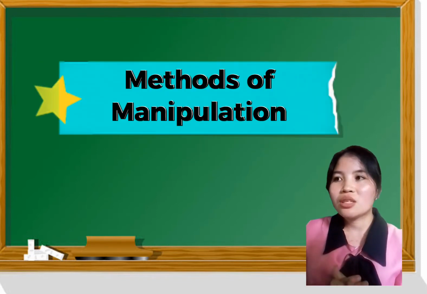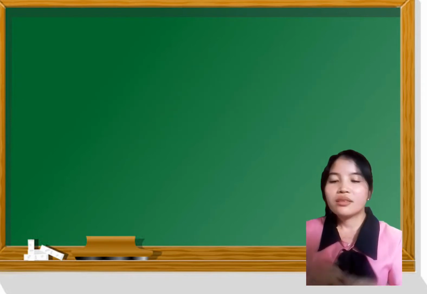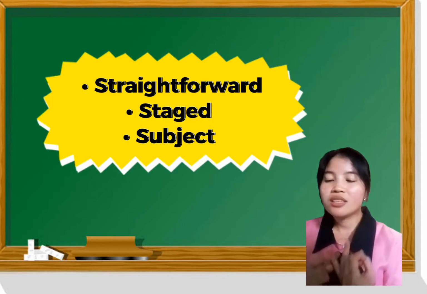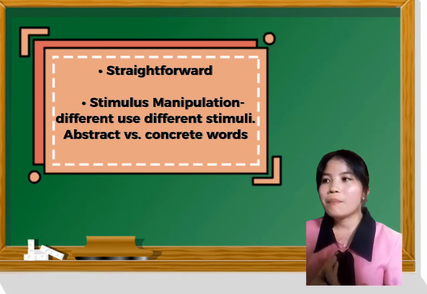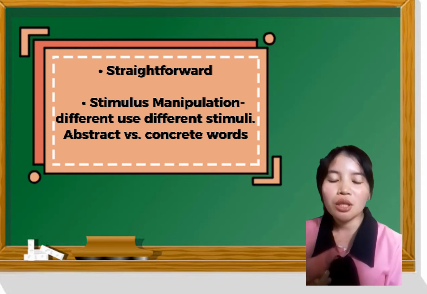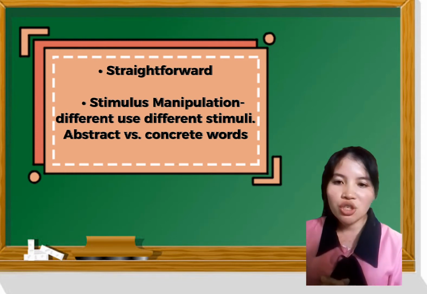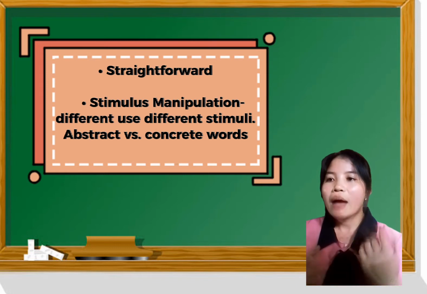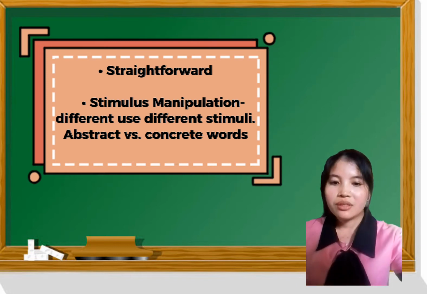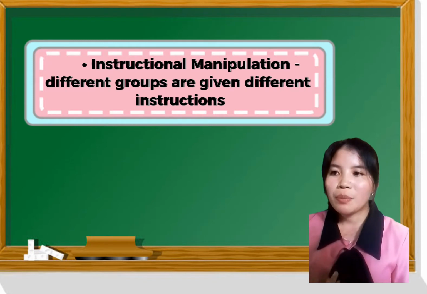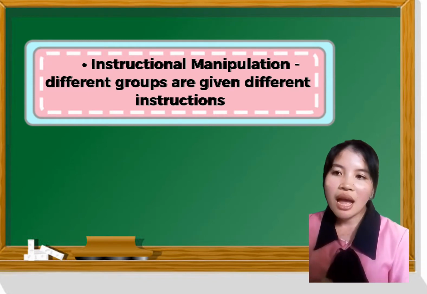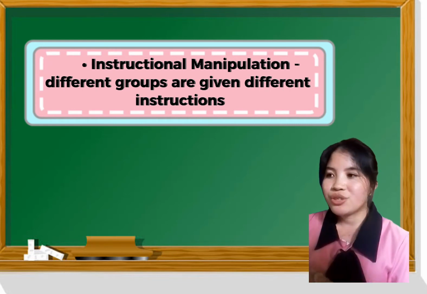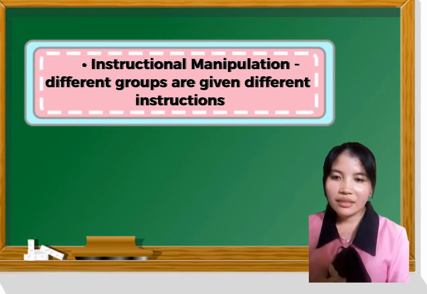So there are methods of manipulation: straightforward, stage, and subject. Straightforward has stimulus manipulation, where different conditions use different stimuli, abstract versus concrete words. Then instructional manipulation, where different groups are given different instructions. So that is the straightforward.